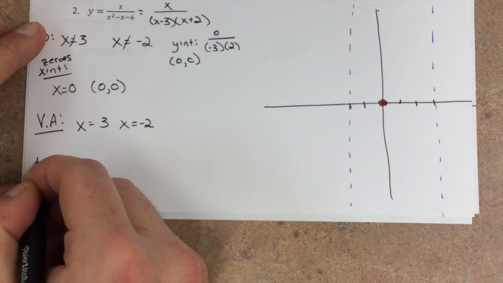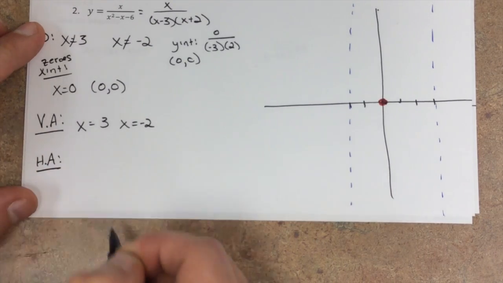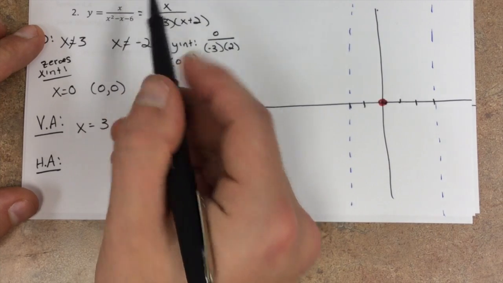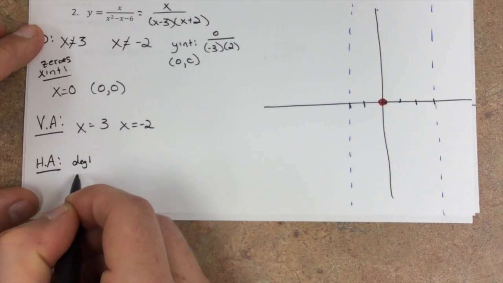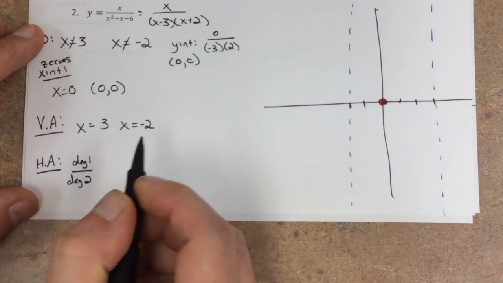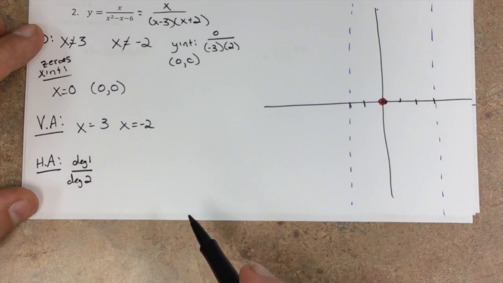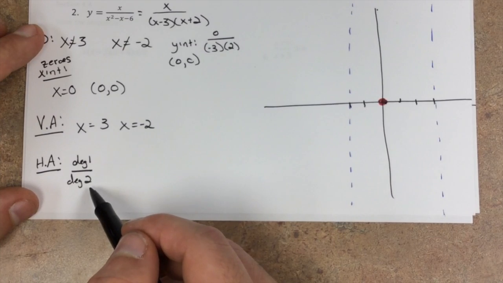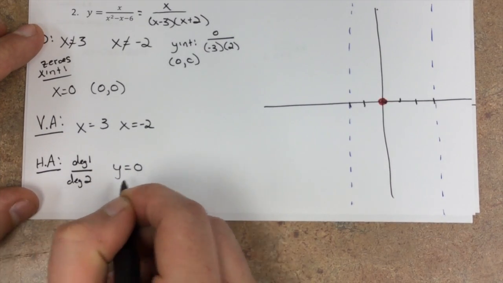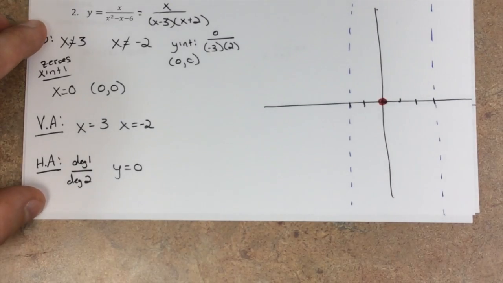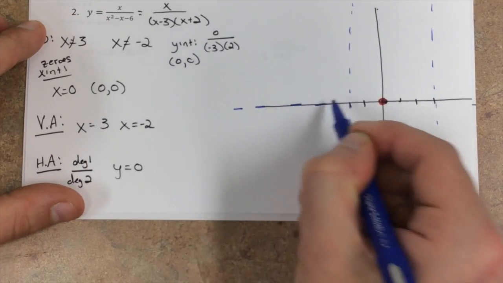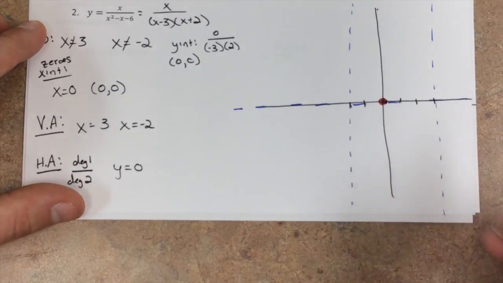Horizontal asymptote. Degree of the numerator, 1. Degree of the denominator, 2. If we look back at our cases, since the degree of the denominator is bigger than the numerator, we're going to write y equals 0. And I'm going to graph that for you, hopefully in a visible fashion, right along the x-axis.